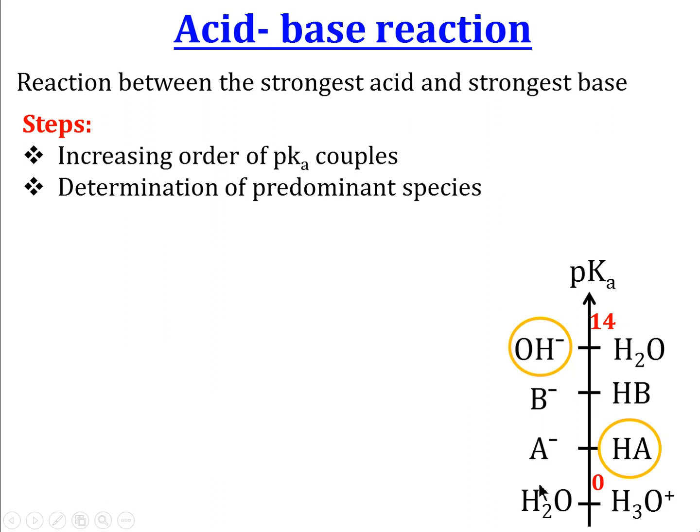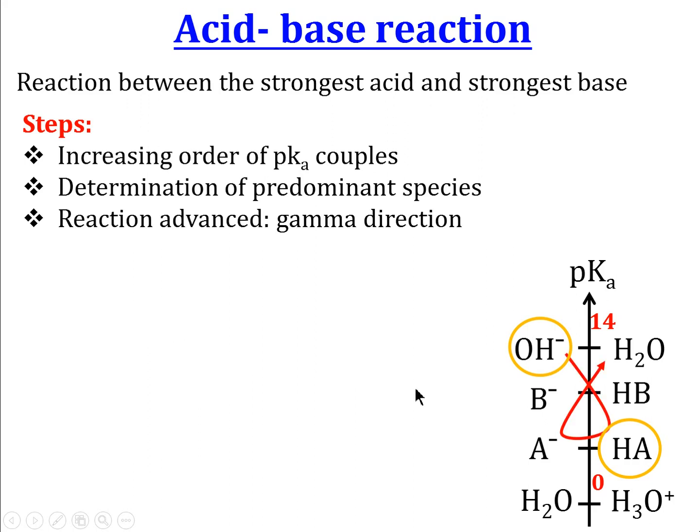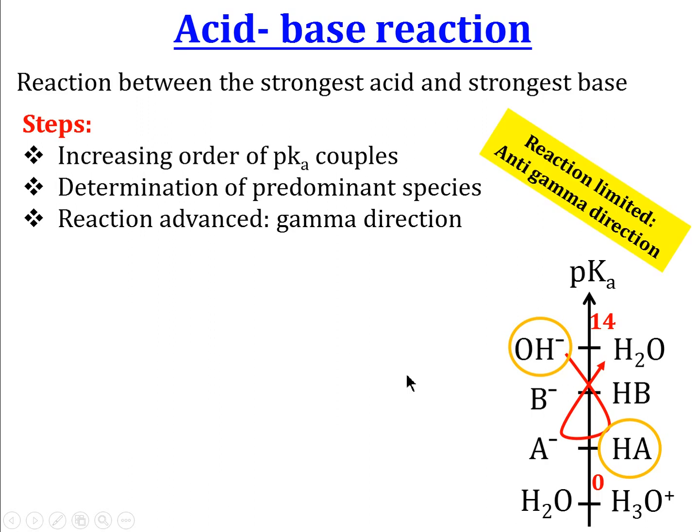Then we determine the predominant species. Suppose in this figure, the predominant species are OH- and HA. The reaction is advanced in the direction of gamma. So in this example, OH- reacts with HA in the direction of gamma, so this reaction is advanced. If the reaction takes place in the anti-gamma direction, this reaction will be limited.